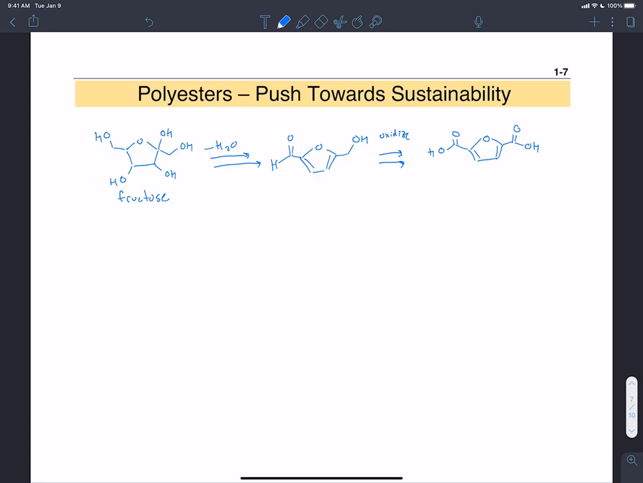And now we have a building block that you can imagine being like an AA type monomer. This is called furanoic acid. And in a similar way, now you can take furanoic acid and do condensation chemistry with ethylene glycol, and we can make a new polymer, which, as you can see, looks really quite a bit like polyethylene terephthalate, only now we've exchanged this central benzene ring for a furan. And this is called polyethylene furanoate.